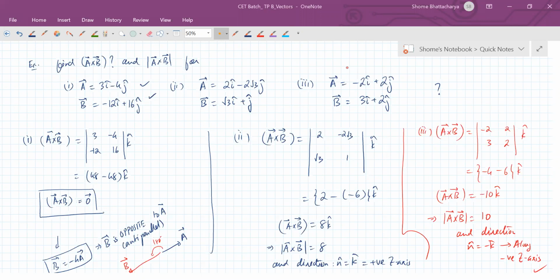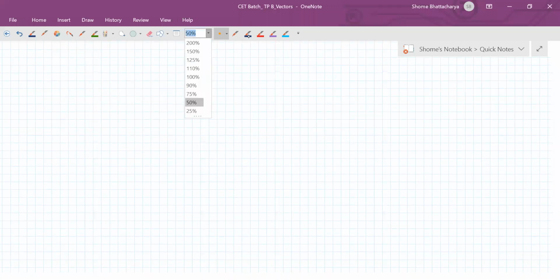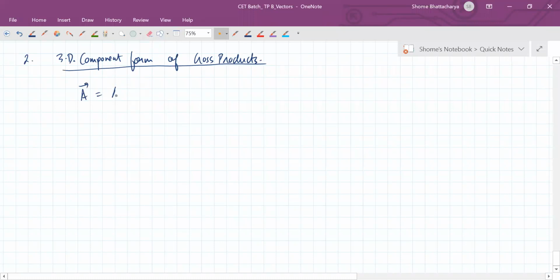Now let's move on to the final part of the cross product methods, which is the three-dimensional cross products. So, the three-dimensional component form of cross products. If we have vectors A and B expressed in three dimensions with all three components.